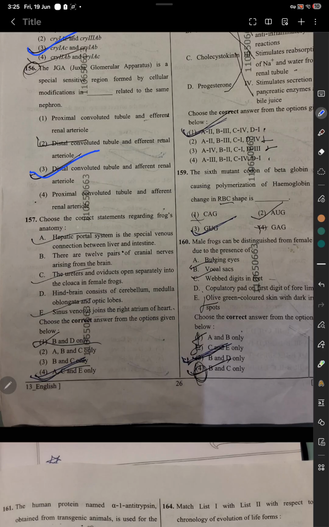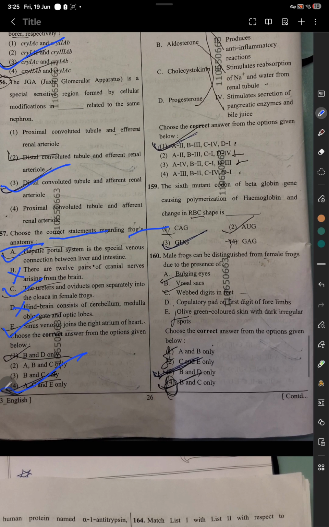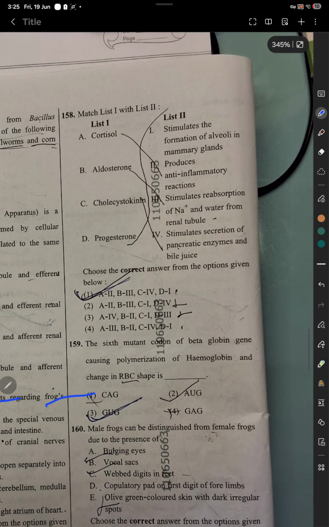Question 157. Choose the correct statement regarding frog anatomy. So number 4 is correct. A, C and E are correct. B and D are not correct. Let's move to next question 158, a match the following question. So option number 1 is correct. A2, B3, C4, D1.